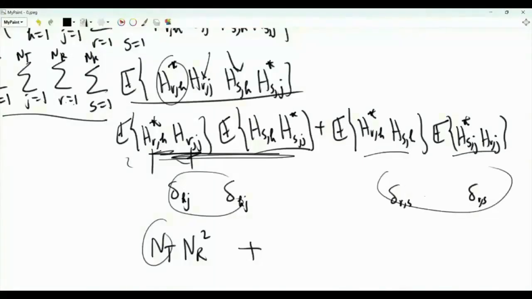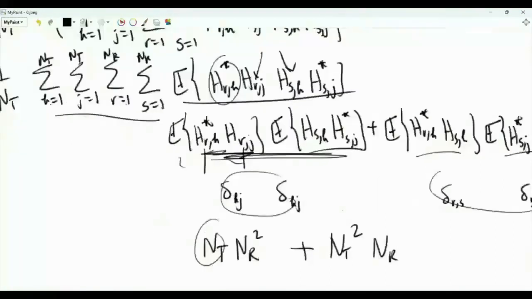When we consider these two, now r must be equal to s, and k and j are free. So this will give us nt squared. nt from summing over k, another nt for summing over j, but then we get nr. When r is equal to s is equal to 1, r is equal to s is equal to 2, and so forth.